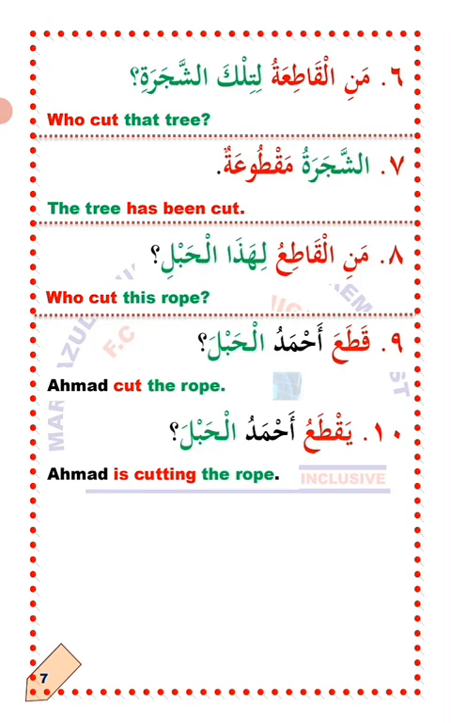Tisya, number 9. Qata'a Ahmad al-habla. Ahmad has cut the rope. So qata'a is an example of fi'ilun madin in sarf. Ashara, number 10. Yaqta'u Ahmad al-habla. Ahmad is cutting the rope. So yaqta'u is an example of fi'l al-mudari'. La'allaka fahimt? I hope you understand.